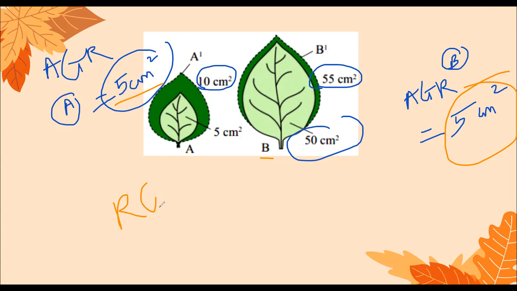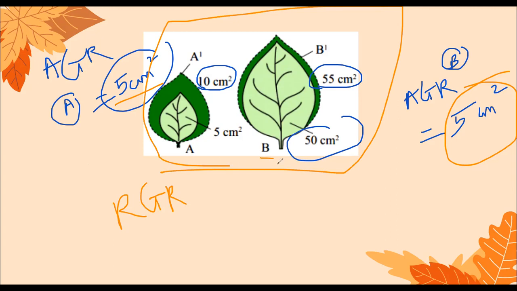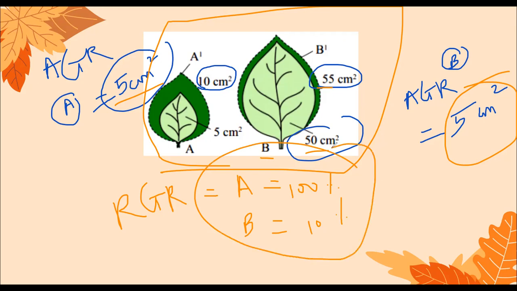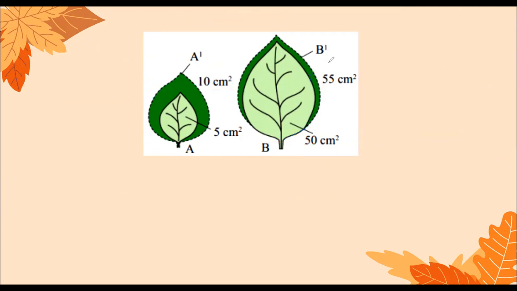Now when we compare the relative growth rate in the system, let's say A and B are leaves on the same branch. What is the difference in A and B? In A, from 5 to 10, it has increased, so almost 100% increase is there. And in B, when you compare 50 to 55, only 10% increase in the relative growth rate has taken place. Okay, so this is what we understand by AGR and RGR, relative growth rate.